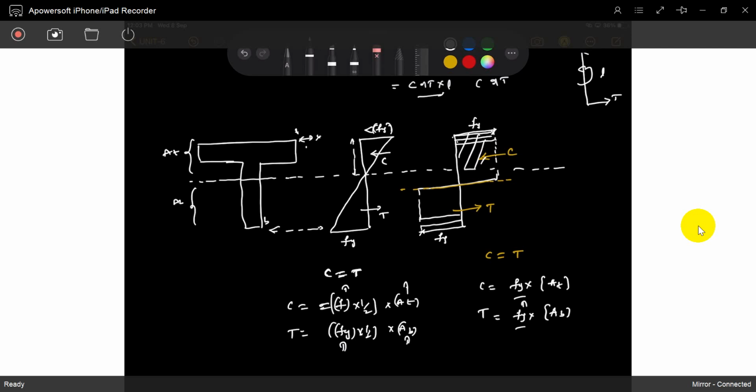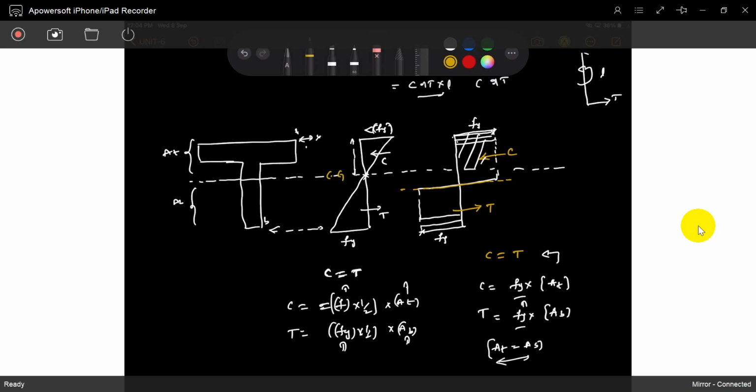Both are Fy, so compressive force C should be equal to tensile force T. Area top should be equal to area bottom. So for both, the area should be equal. That's why the neutral axis may not be the CG axis. This is the center of gravity, not the equal area axis.